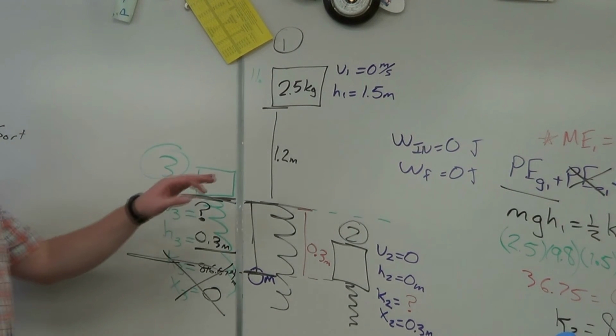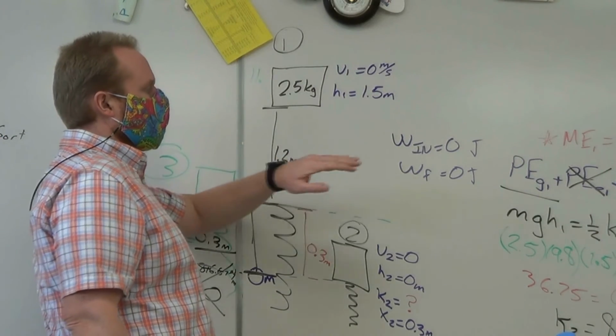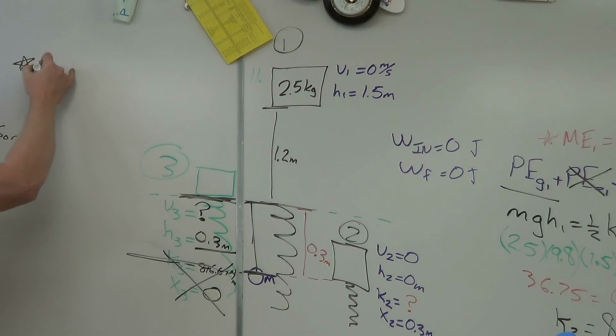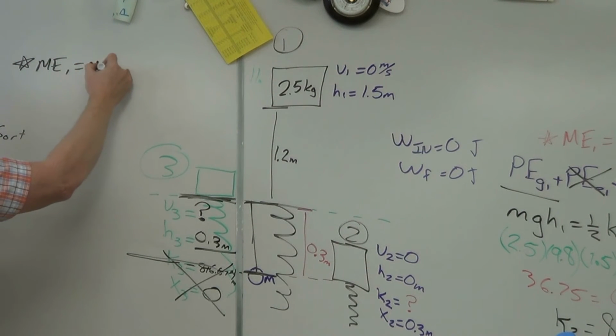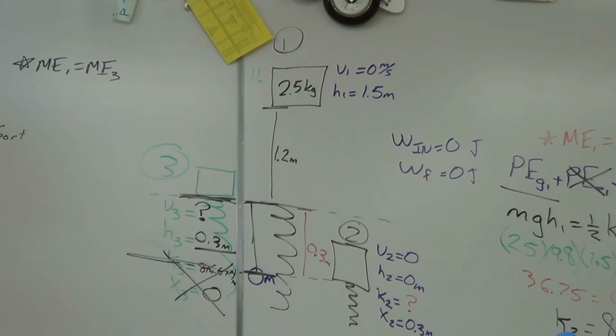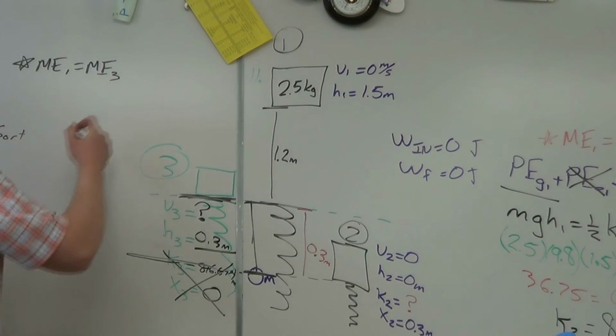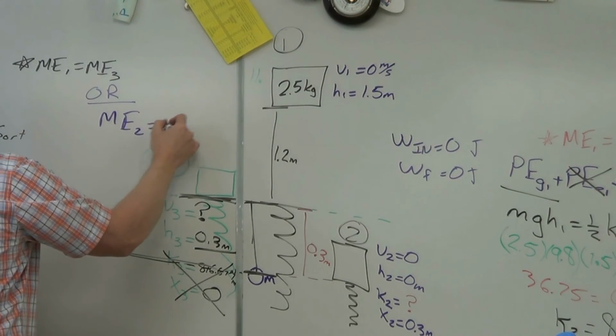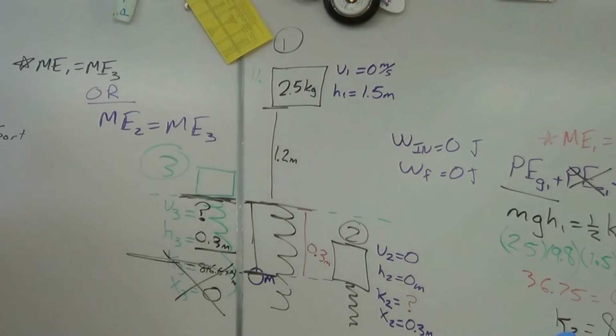Assuming that no additional work was put in, and assuming no work all of a sudden started being done by friction, it's still a special type of two location problem. Or we can say our mechanical energy is conserved. We could say all the mechanical energy at location 1 is equal to all the mechanical energy at location 3, because at any point along the way, they're going to be equal to each other. Or we could say that all the mechanical energy at location 2 is equal to all the mechanical energy at location 3. Also perfectly acceptable because mechanical energy is conserved at all points.